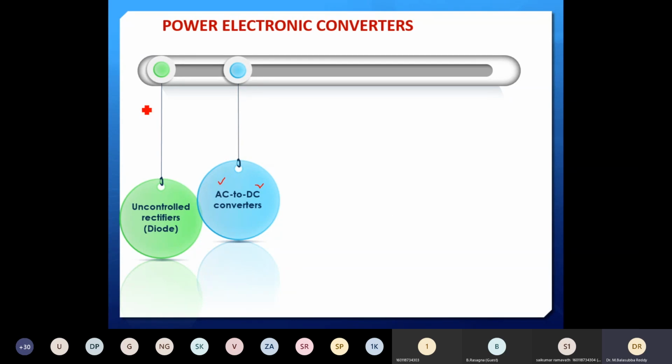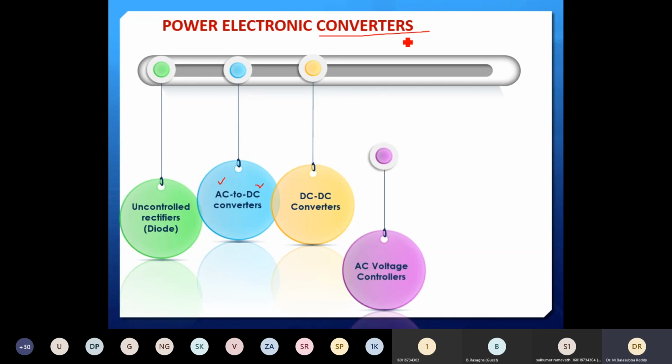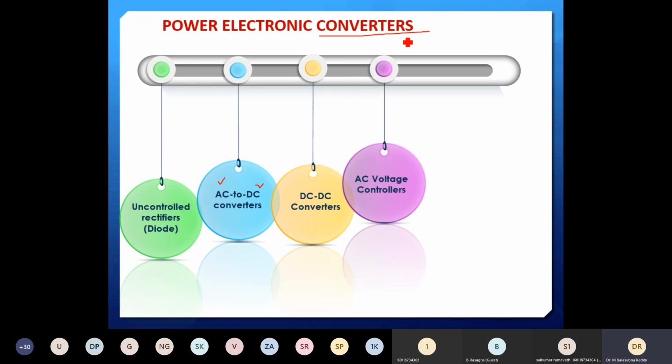So this is another controller, because I am explaining that power electronics converters are controllers. Then another controller, you can see that DC to DC converter. Another name for this is choppers. Choppers are DC to DC converters. Both are same. And then AC voltage controllers. So AC to AC, fixed AC to variable.